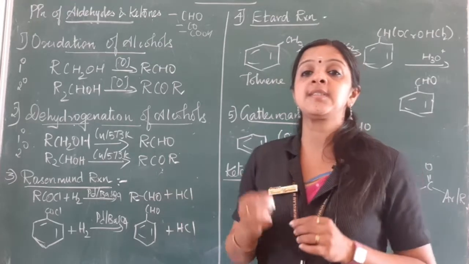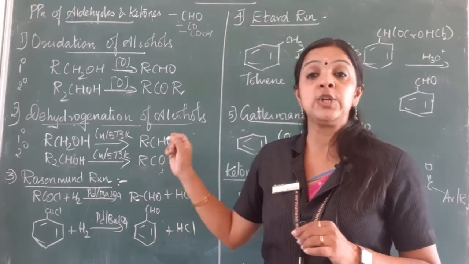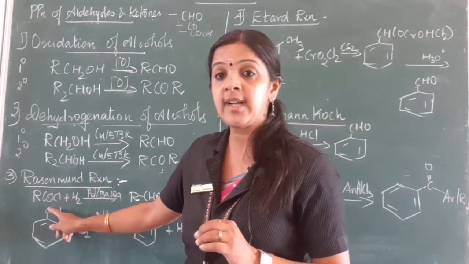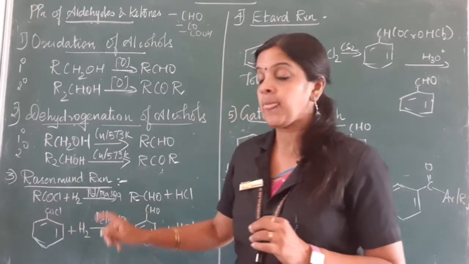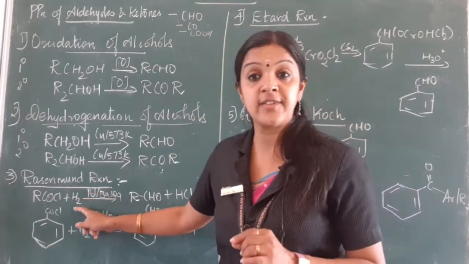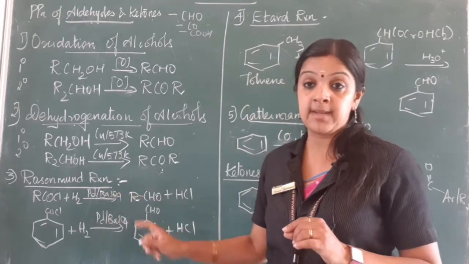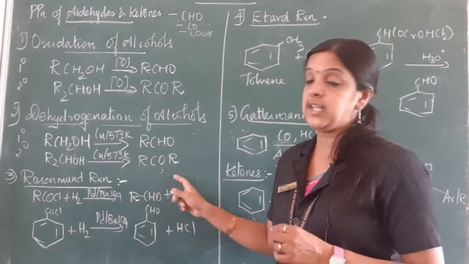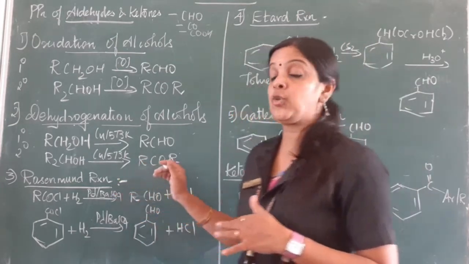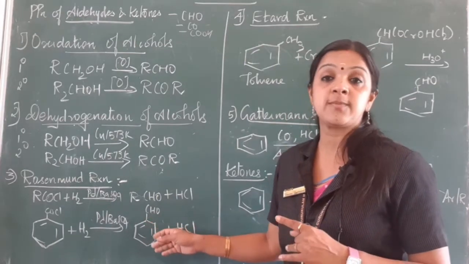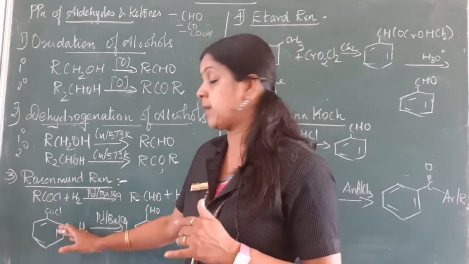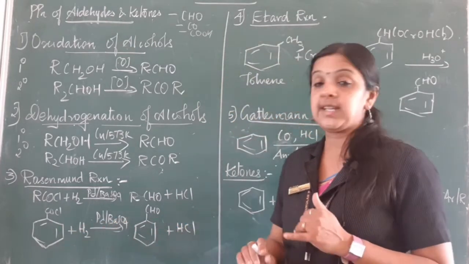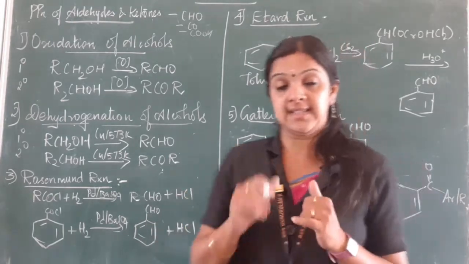Now we are going to learn some name reactions. The first one is Rosenmund reaction. In Rosenmund reaction, we are going to take an acid chloride, which is RCOCl. An acid chloride, when it is treated with hydrogen in the presence of palladium and barium sulfate. Palladium is a catalyst and we use barium sulfate. It gives RCHO. Not only aliphatic, you can also prepare aromatic aldehydes, which is my benzaldehyde. So here I am going to take benzoyl chloride plus hydrogen in the presence of palladium and barium sulfate. It gives benzaldehyde with a byproduct HCl.